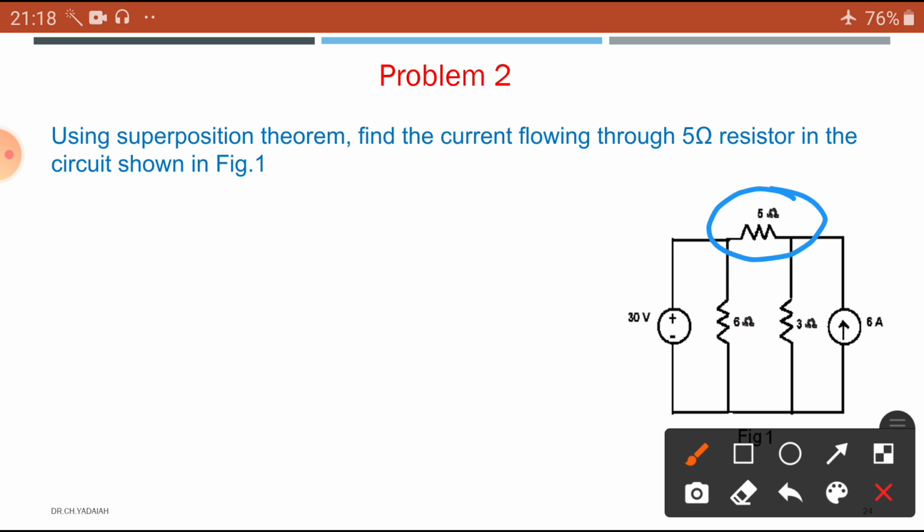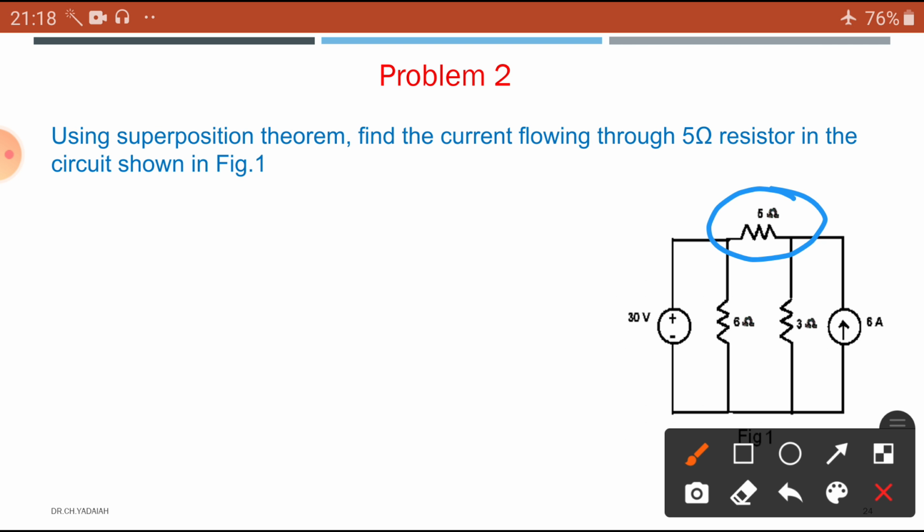Here 2 sources are given. One is a voltage source and one is a current source. One is the father and one is the mother. Now the 5 ohm is yourself. Now I want to know what is the total current with the influence of your father and mother. Okay, let us do it.